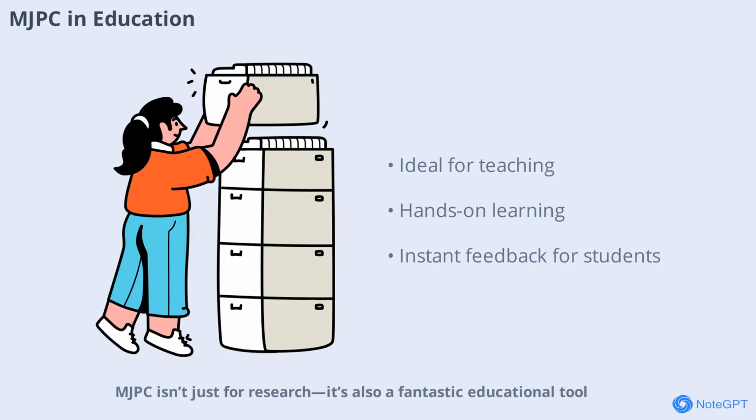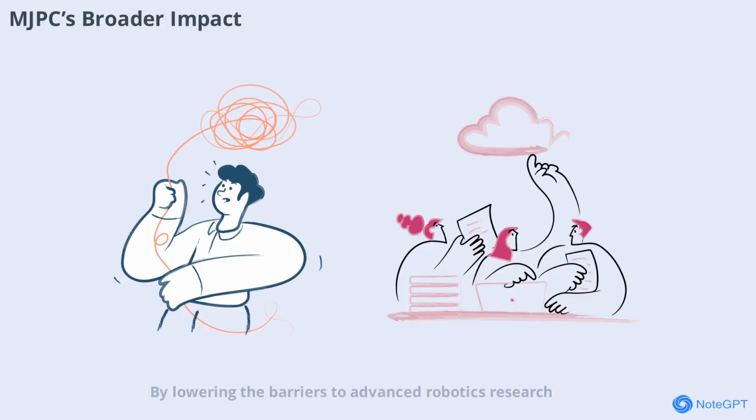MJPC isn't just for research, it's also a fantastic educational tool. Its intuitive interface and real-time feedback make it ideal for teaching concepts in control theory, robotics, and optimization. Students can experiment with planners, tweak parameters, and see the results instantly, deepening their understanding of complex systems. By lowering the barriers to advanced robotics research, MJPC is helping to accelerate innovation across the field.